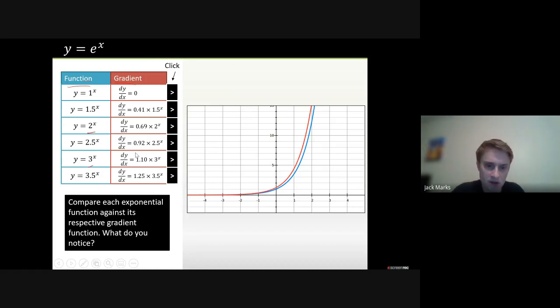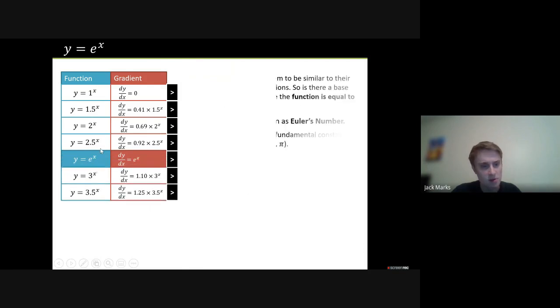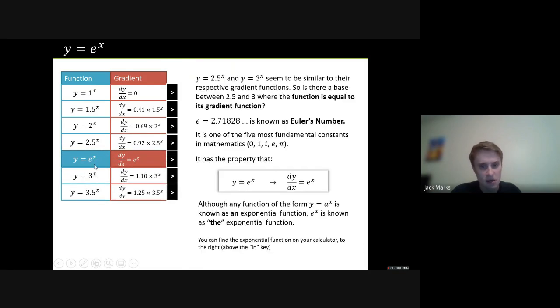So you might ask yourself, well, what's going on? There must be some number in between 2.5 and 3 where you would get 1 multiplied by itself. In other words, there must be some exponential where you differentiate it and then you get the same thing back. So it's the same as its derivative, which is rather unusual. So what's going on? Well, in between 2.5 and 3, there's a special number called e.